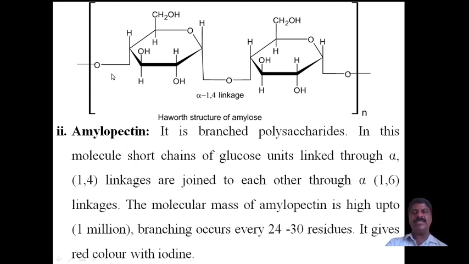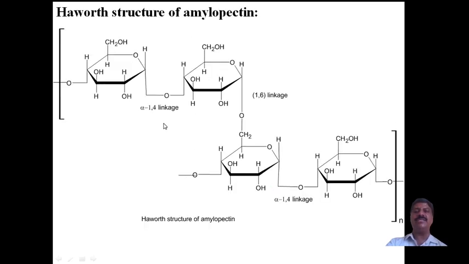Whereas amylose is a linear structure with alpha-D 1,4 linkage, amylopectin has two linkages and is a branched structure. One is the linear 1,4 linkage and the other is the 1,6 linkage. Then coming to the Haworth structure of amylopectin, the 1,4 linkage forms the linear structure.